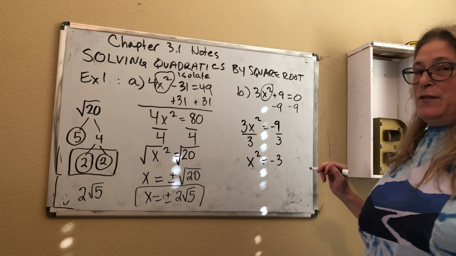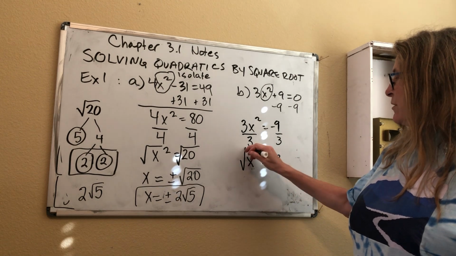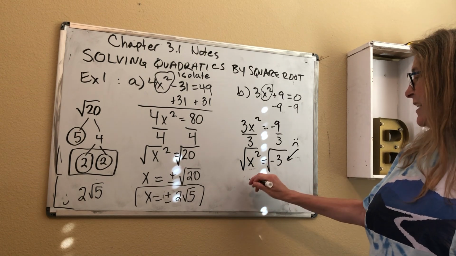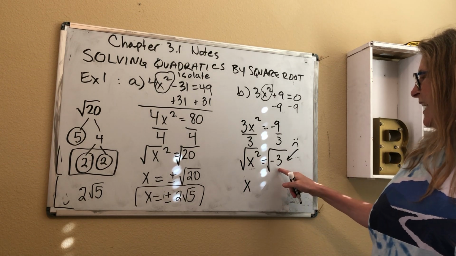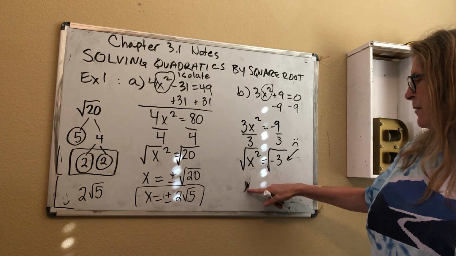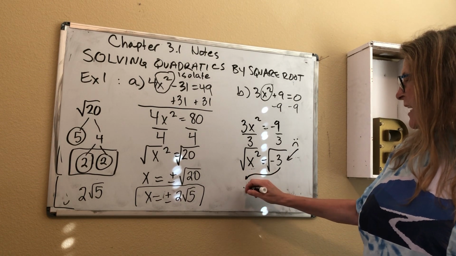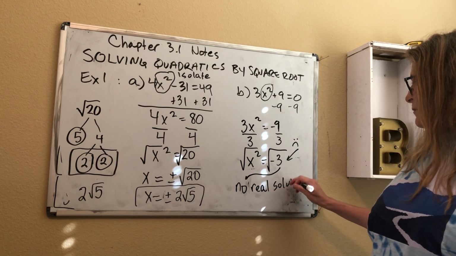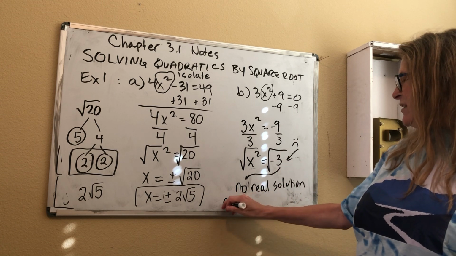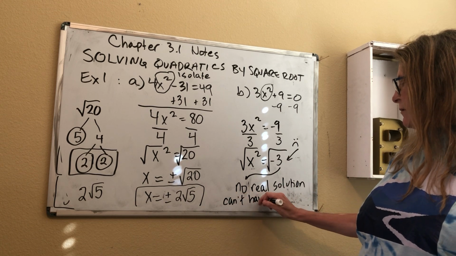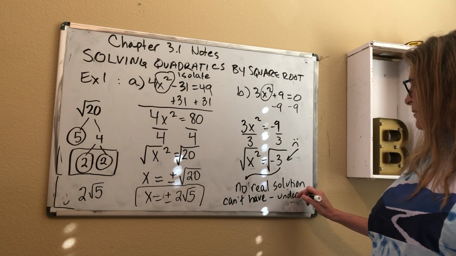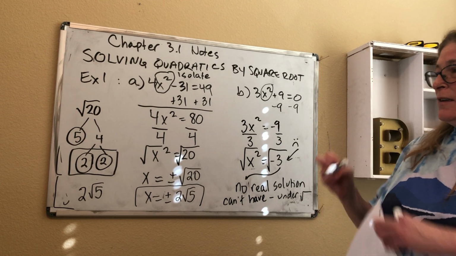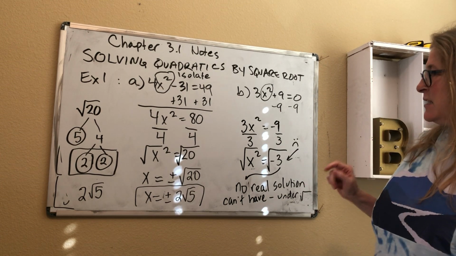I don't know if any of you have noticed a problem yet, but when I go to square root, I've got a problem here, right? I can square root x squared, but I can't square root a negative. Not in the world of real numbers, at least. So I'm just going to have to say no real solution, right? Because I can't have a negative under the square root in the world of real numbers. So that's why I'm just going to say no real solution.